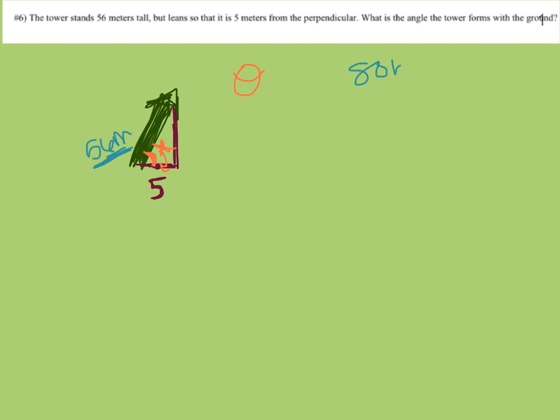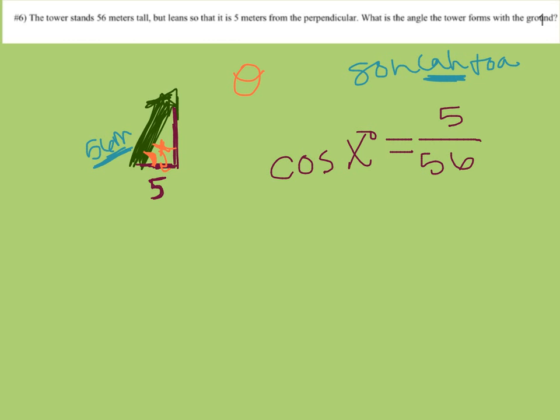So based on SOHCAHTOA, the adjacent and hypotenuse tell us we have to use cosine. So the cosine of the angle, which in this case we don't know what it is, call it x, is going to be equal to the adjacent, which is 5, over the hypotenuse, which is 56. I can even color code this for you. There's where that 56 came from, and our x. So the cosine of x is 5 over 56.